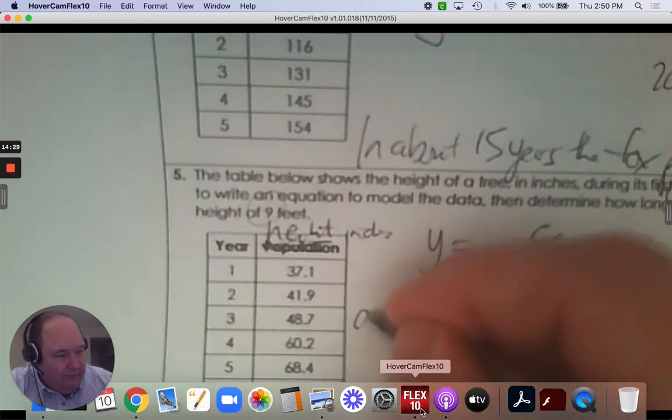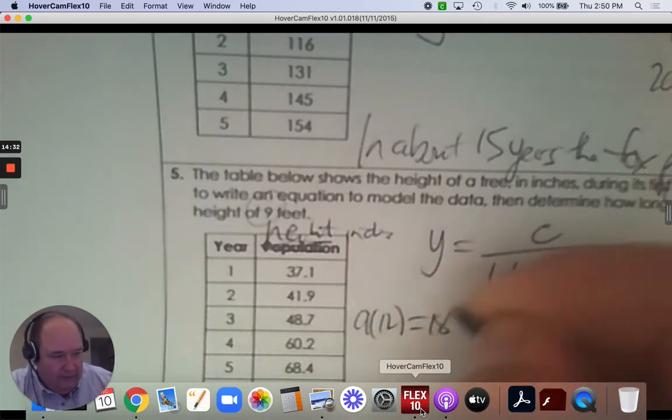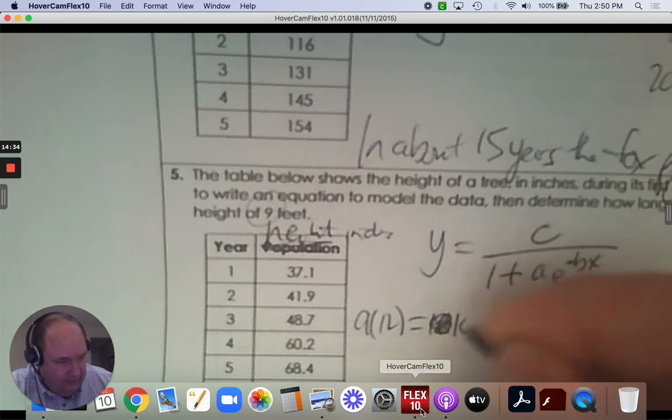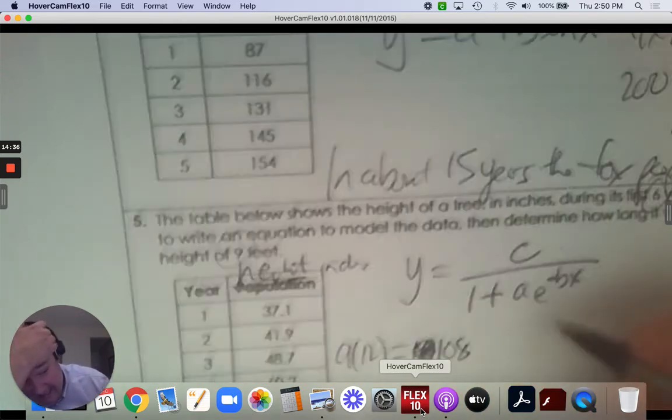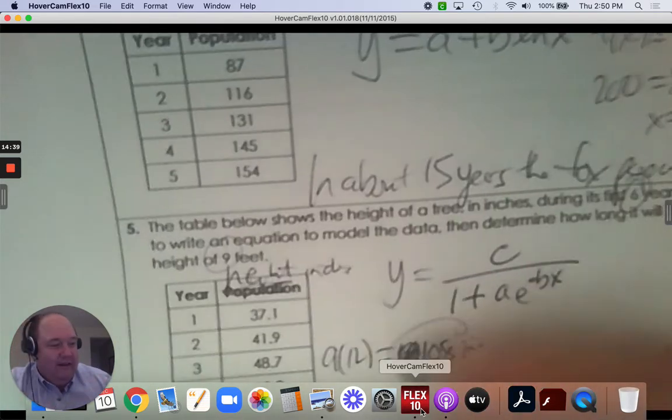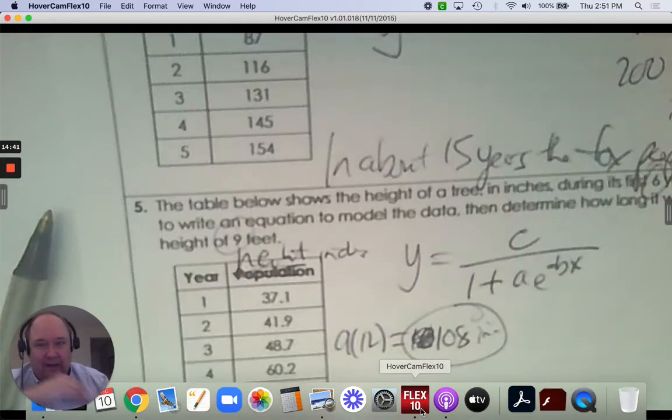Know that 9 feet times 12 is what, 108? Is that how you spell it? Write it out. That's 108 inches, just so you know. So that's what we're looking at when this number is 108. All right, let's put that in.